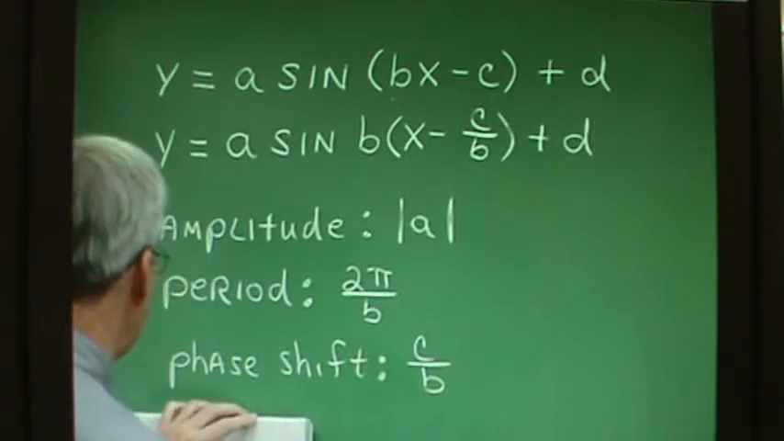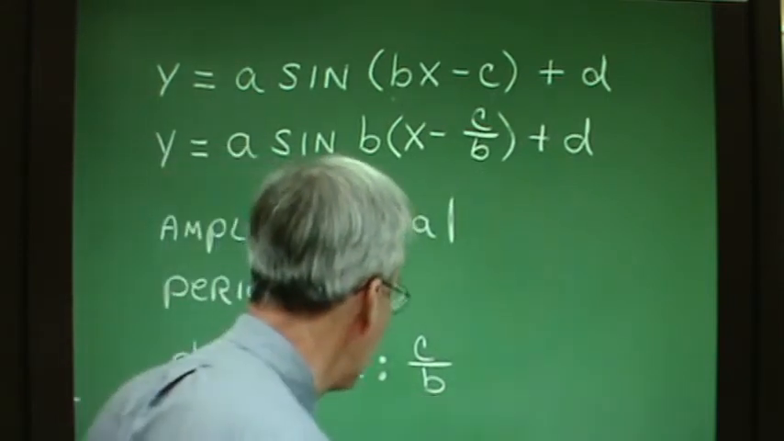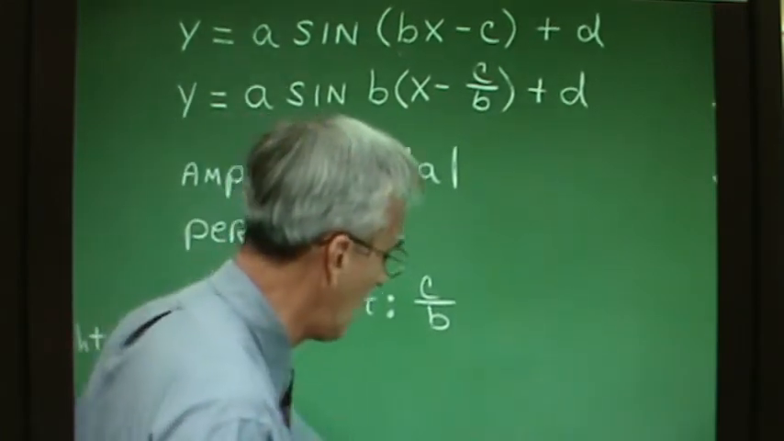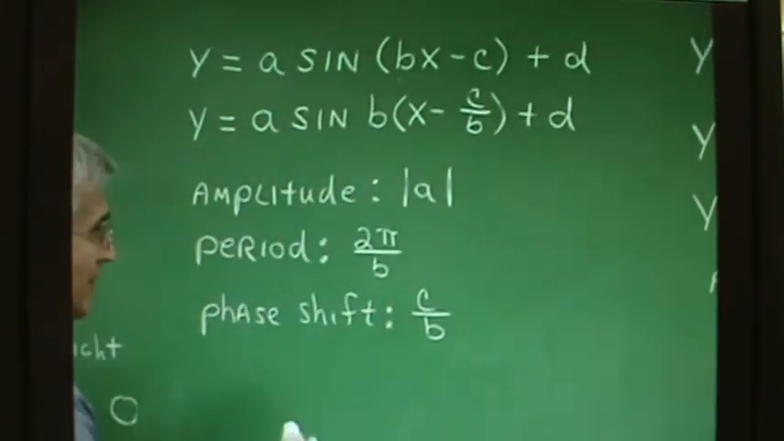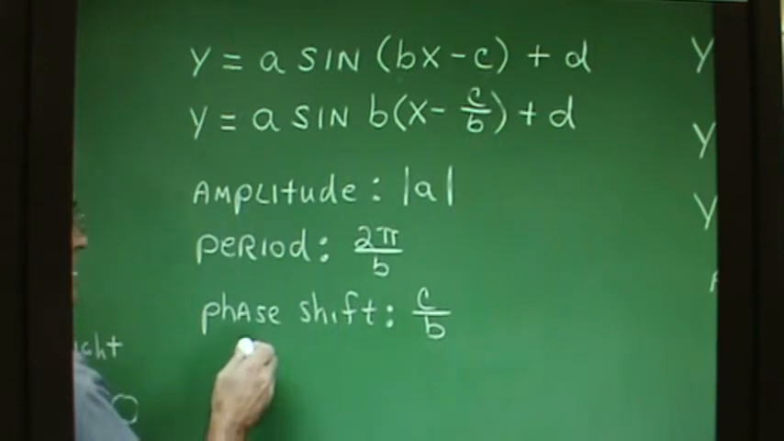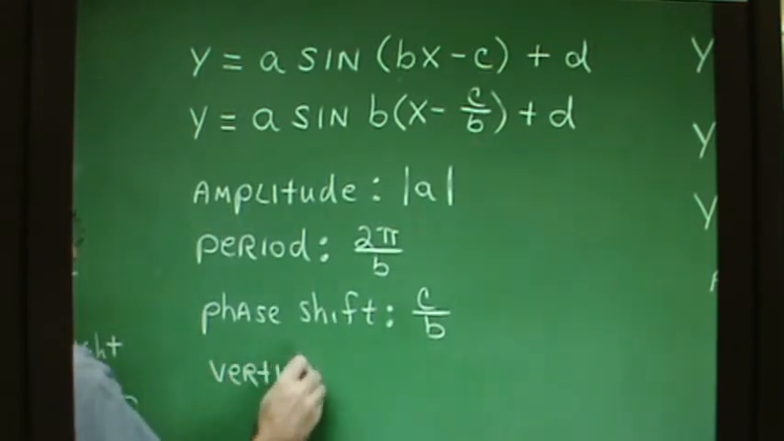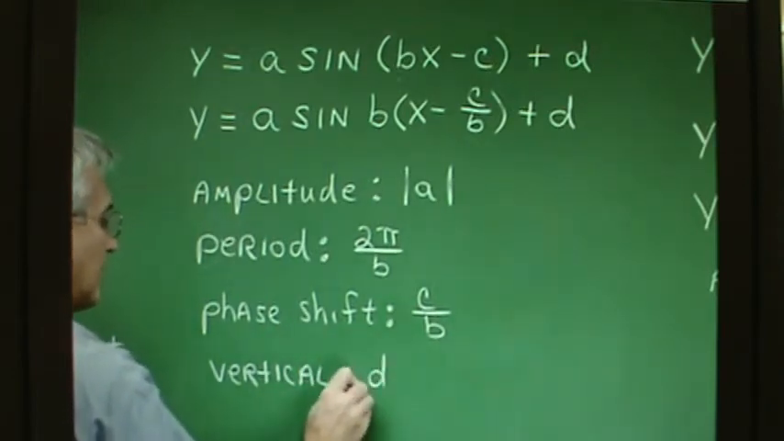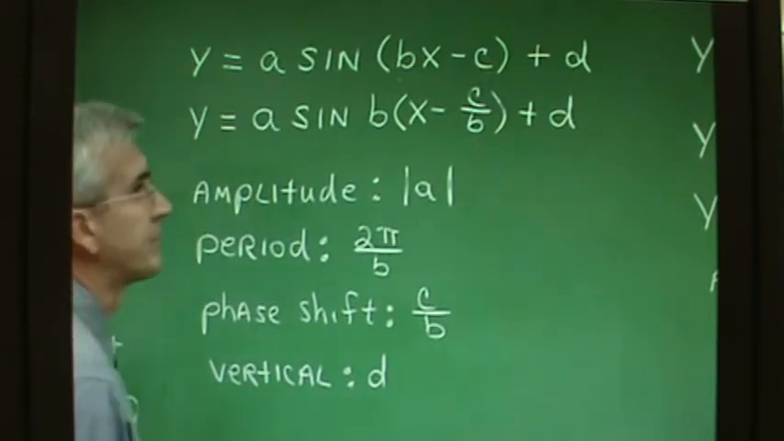So we have, as an additional item in this list of items for our various identification of graphing items, a vertical shift. So we have a vertical shift that is according to D. All right, so that's the idea.